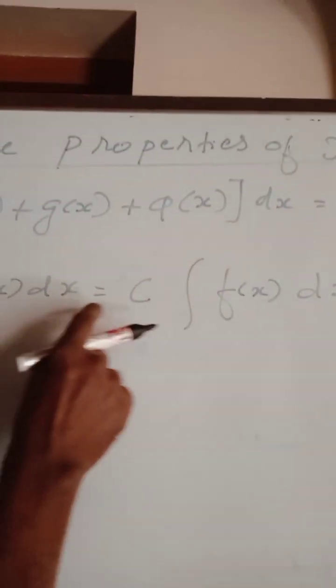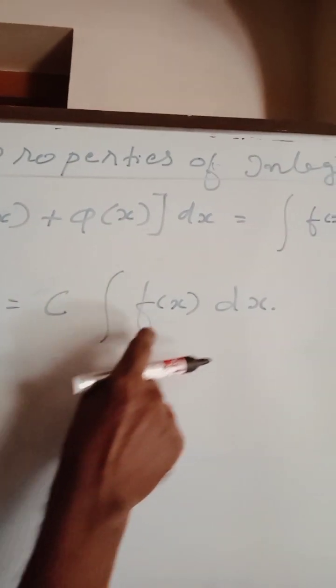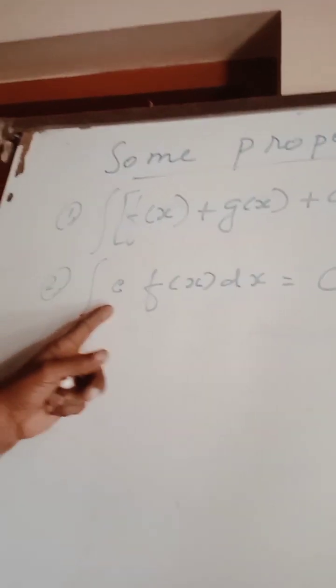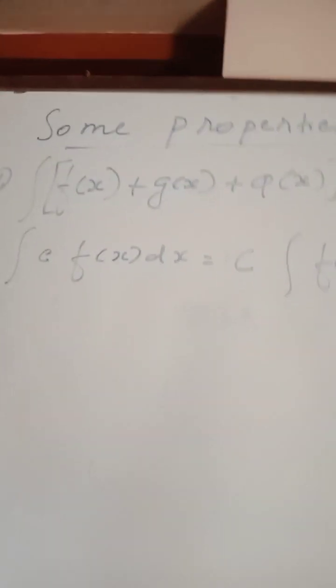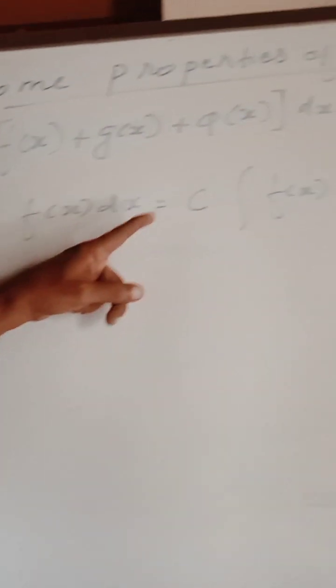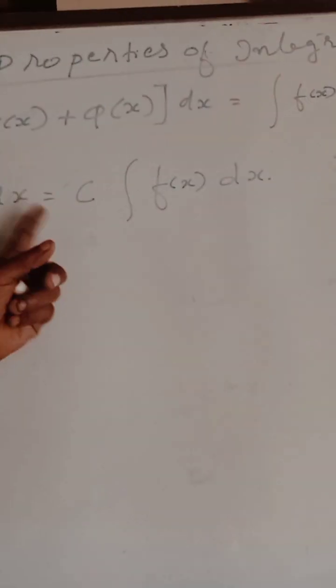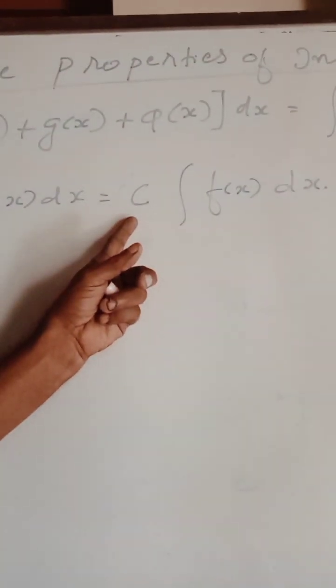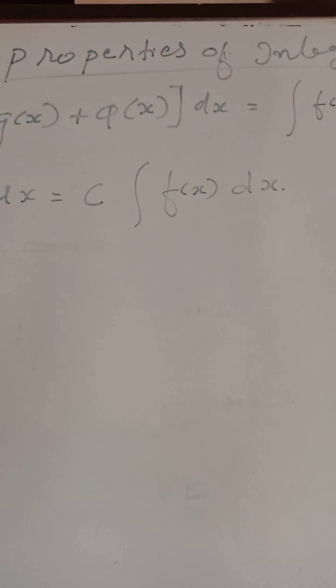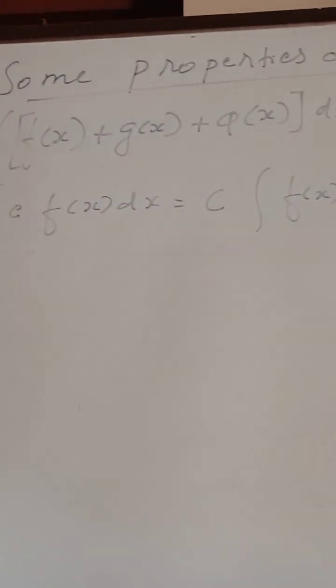Second one, integration of c into f of x dx is equal to c into integration of f of x dx, where c is a constant. C we can take outside of integration. So integration of c into f of x dx is equal to c into integration of f of x dx.